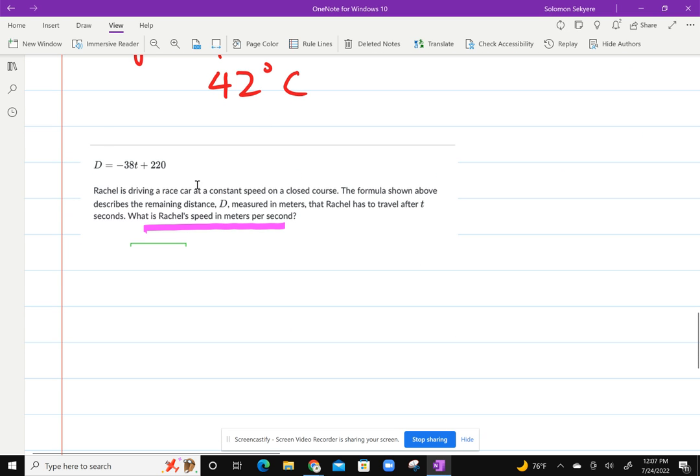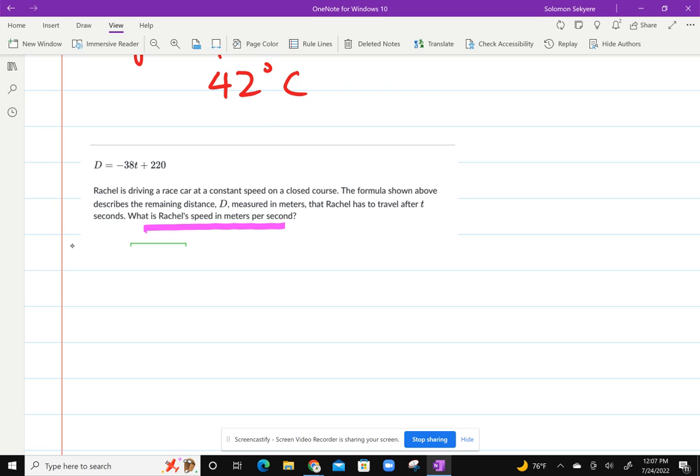Now let's go to this. This is distance and time. Again, what's your independent variable? t. What's the coefficient of the independent variable? 38, the absolute value is 38. So that becomes your rate. Now read the question. He's driving a car. The formula shown describes the remaining distance d, measured in meters, that Rachel has to travel after t seconds. What is Rachel's speed in meters per second?